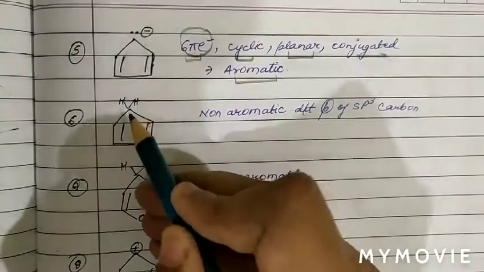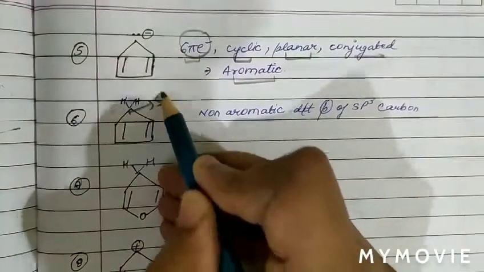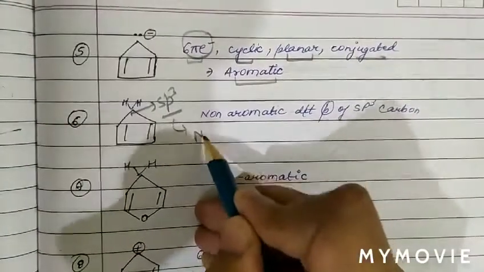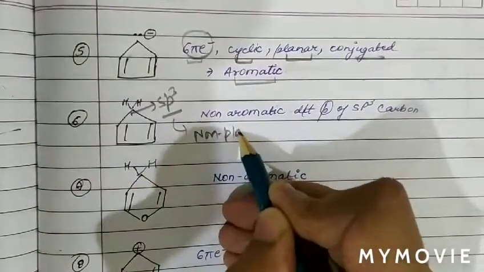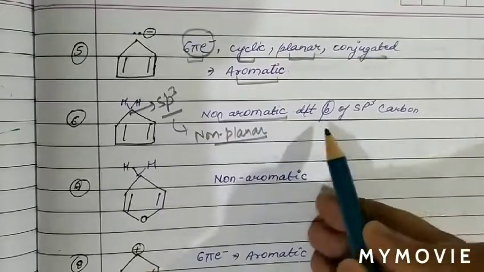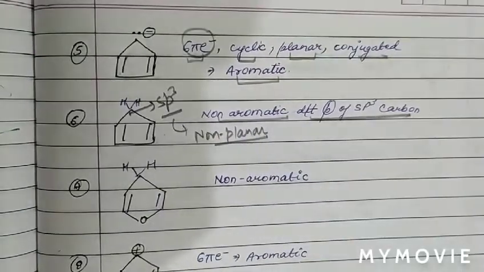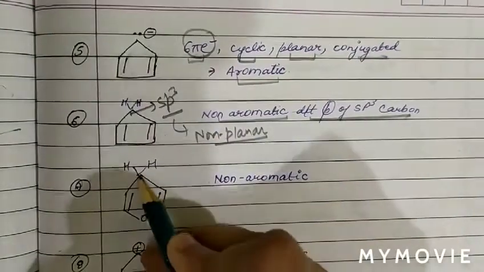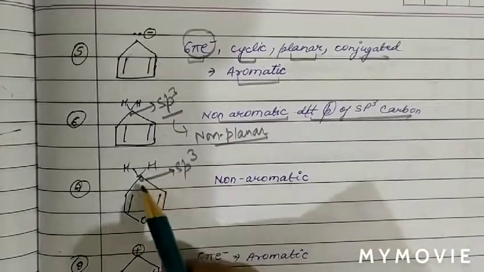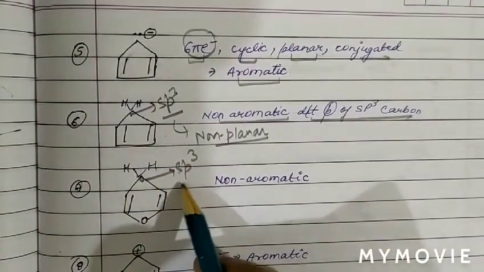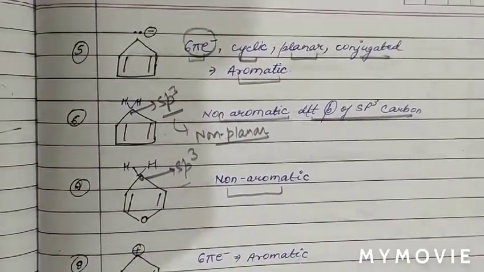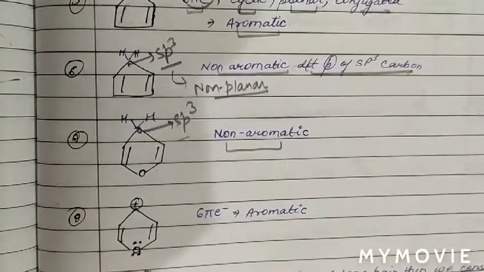Now see the next question. In this question we can see one carbon atom is sp3, then it is non-planar. If one of the carbon atoms is sp3, then it is non-planar, and it is non-aromatic due to the presence of the sp3 carbon. Now see again, this carbon is sp3 in nature, and if one of the atoms in the cycle is sp3, then it is 100% non-aromatic. Now see the next question.